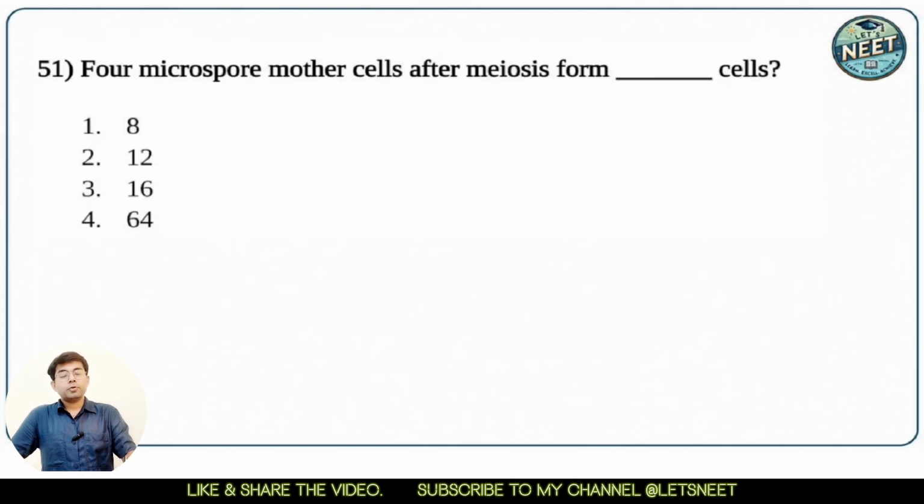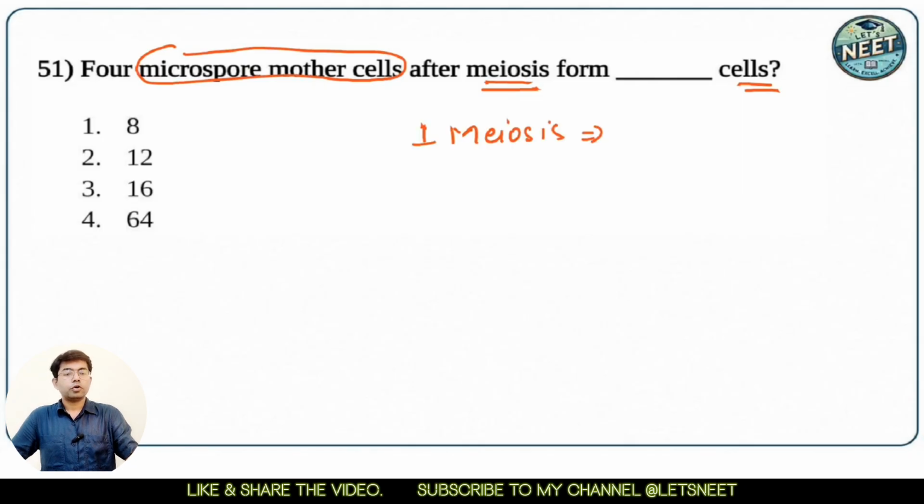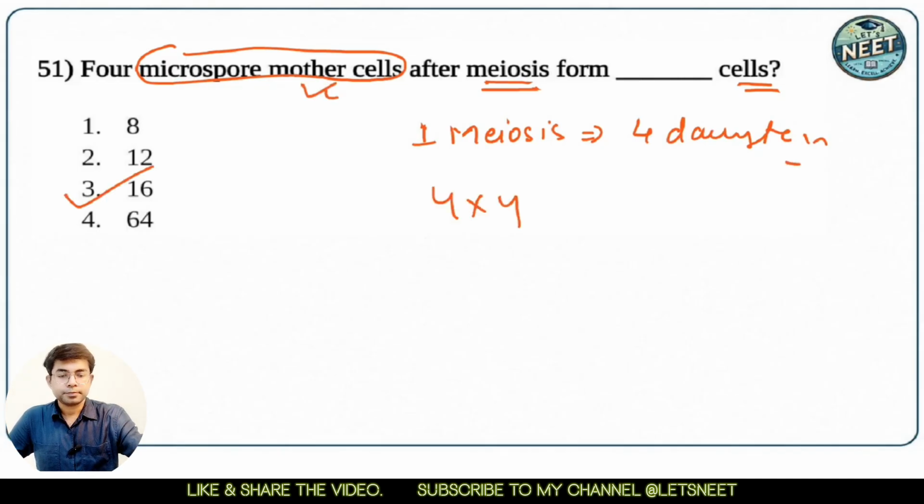Then, 4 microspore mother cells after meiosis will form how many cells? See, we know that a microspore mother cell undergoes meiosis, and one meiosis produces how many daughter cells? One meiosis produces 4 daughter cells, right? So here when we say 4, 4 into 4, so 16 is the right answer.